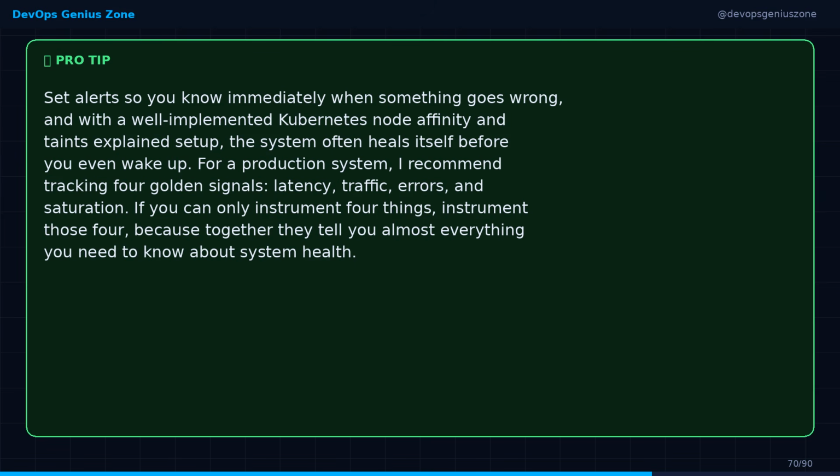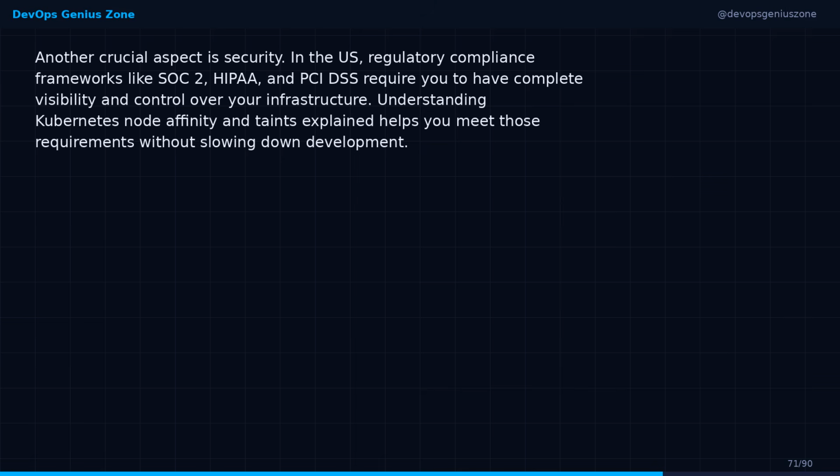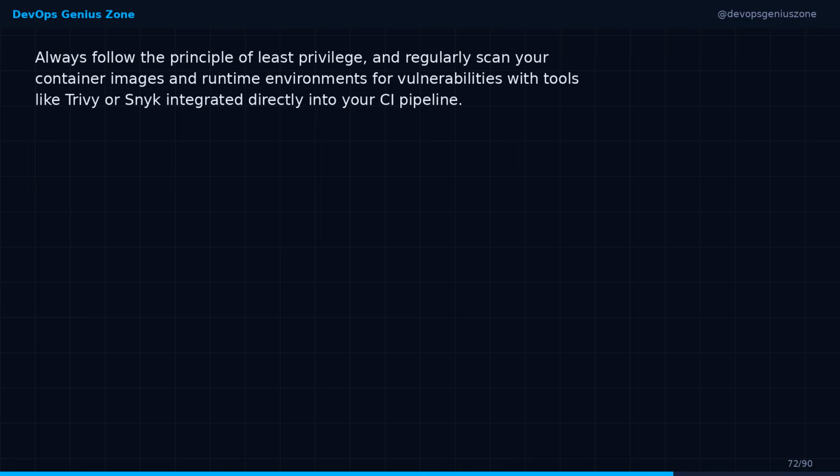Another crucial aspect is security. In the US, regulatory compliance frameworks like SOC2, HIPAA, and PCI DSS require you to have complete visibility and control over your infrastructure. Understanding Kubernetes node affinity and taints explained helps you meet those requirements without slowing down development. Always follow the principle of least privilege, and regularly scan your container images and runtime environments for vulnerabilities with tools like Trivy or Snyk integrated directly into your CI pipeline.